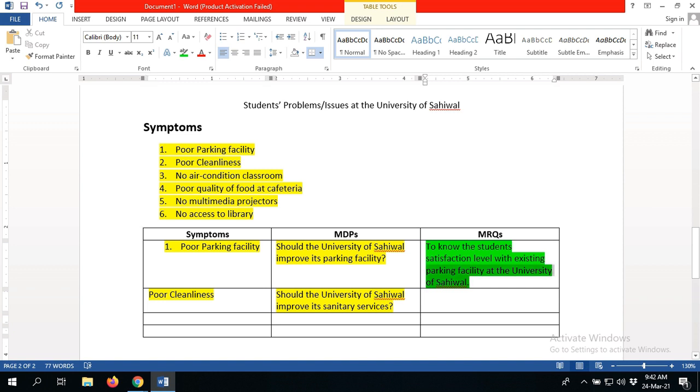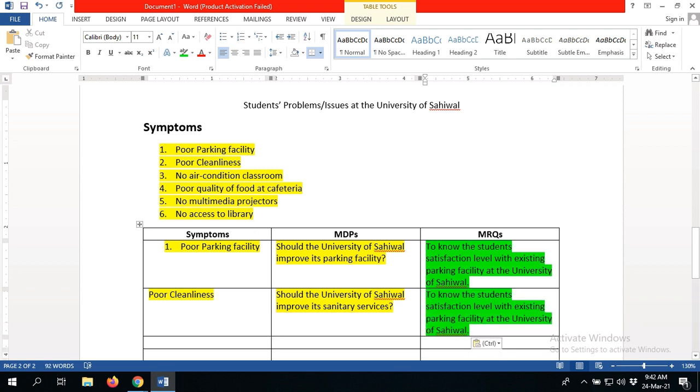Again, in order to make this decision, we need to know student satisfaction level with what? With sanitary services at the University of Saiwal.